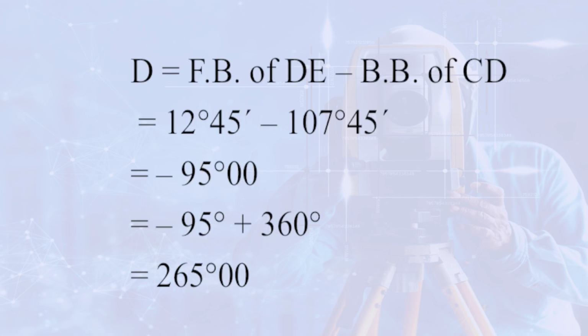Now, next the angle D. Angle D can be calculated as forebearing of DE minus back bearing of CD. Forebearing of DE we have calculated as 12 degree 45 minutes and back bearing of CD is calculated as 107 degree 45 minutes. So, the equation will be 12 degree 45 minutes minus 107 degree 45 minutes. The answer will be minus 95 degree. Since it is also negative, we will add 360 degree to it and the final answer will be 265 degree. So, the included angle D will be 265 degrees.